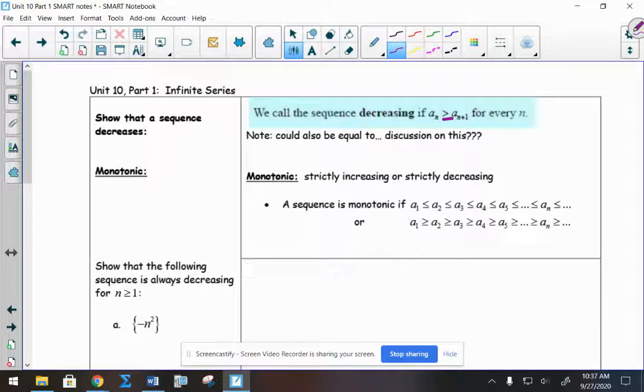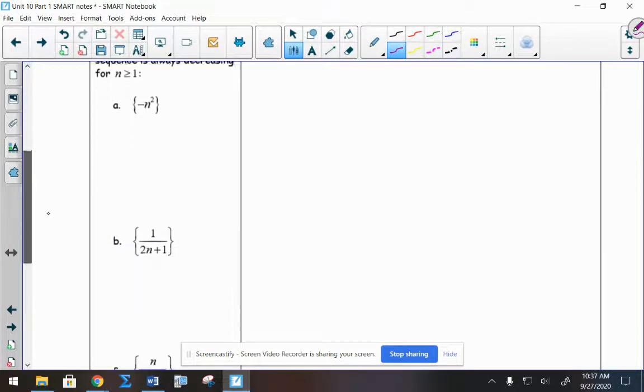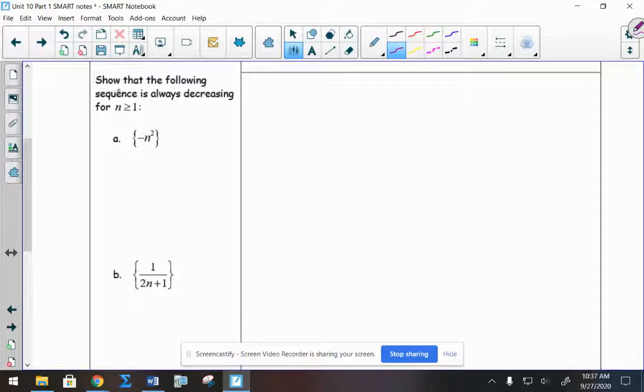Okay, so this one says, show that the following sequence is always decreasing for n greater than or equal to 1. So we could say that the next term is always smaller than the previous term. Or let's just write out some terms first. Let's start with 1, so that'd be -1.